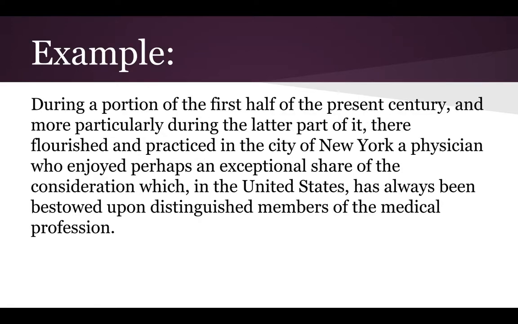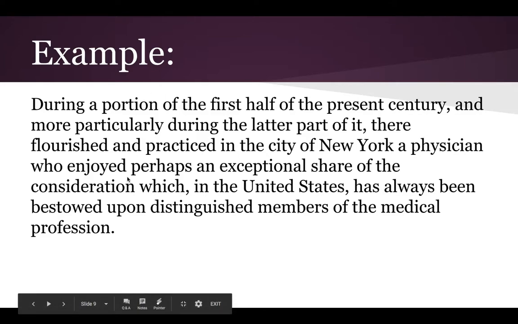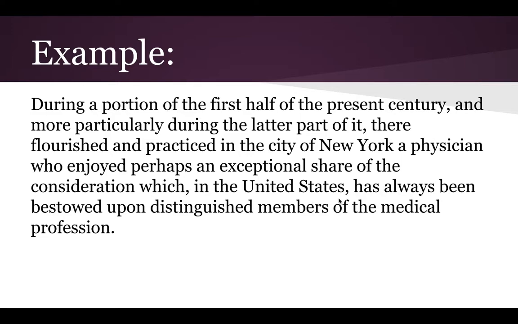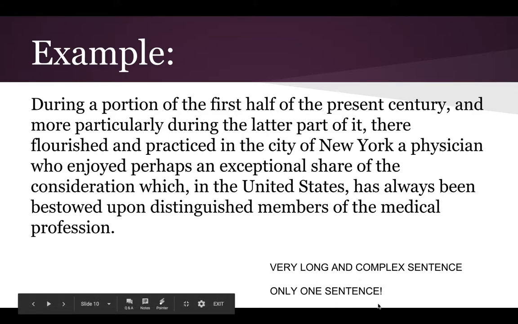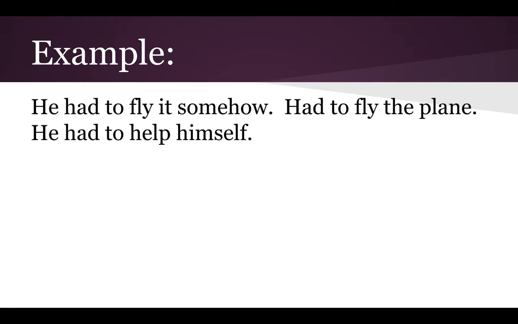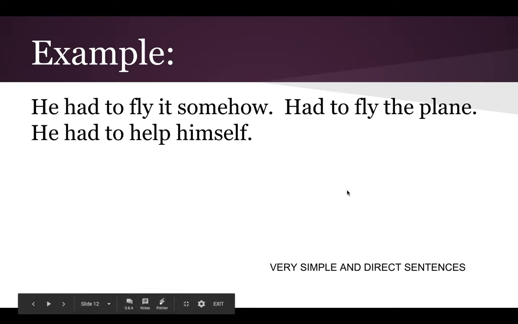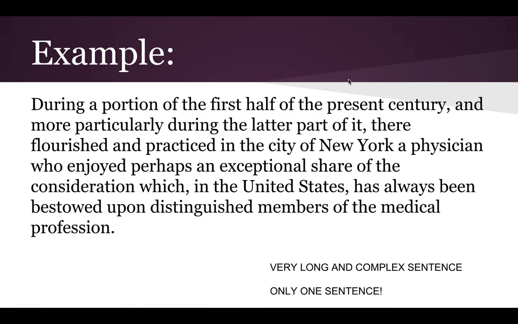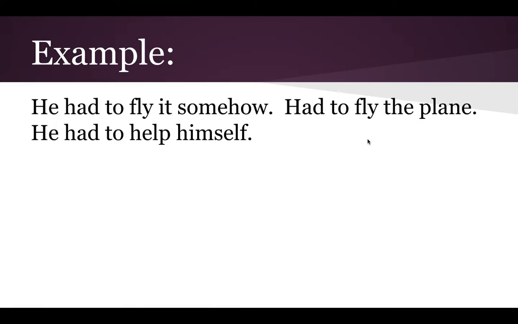For instance, that example we saw earlier. Notice this whole thing is one sentence. We have a comma here, we have a comma here, another comma here, but it's all one sentence, right? So this would be a very long and complex sentence structure because it's only one sentence. Compare that to these. He had to fly it somehow, had to fly the plane. He had to help himself, right? These sentences are more simple, direct. This one's even a fragment, okay? So with sentence structure, you're just looking at the length of the sentences. Is it more long and complex or short and simple?